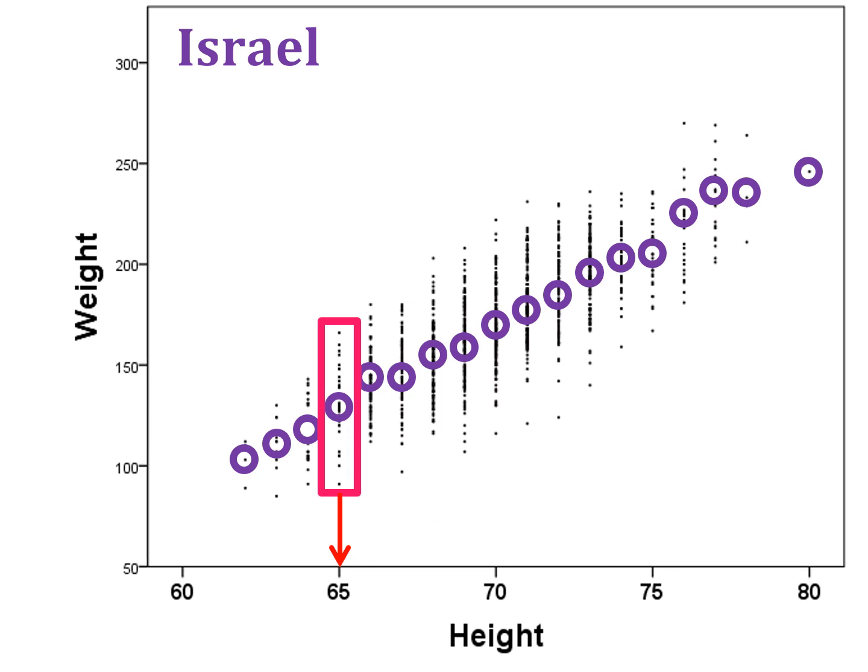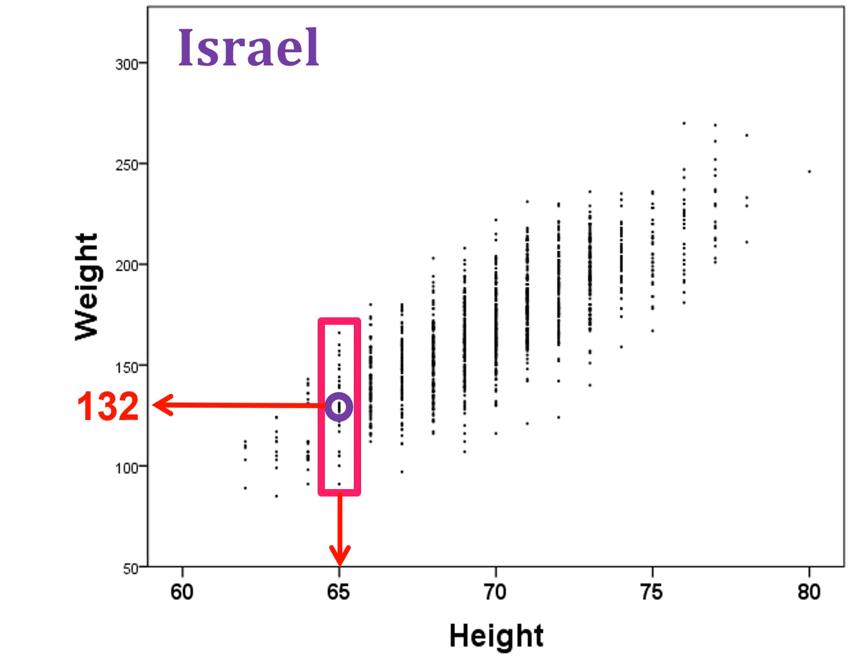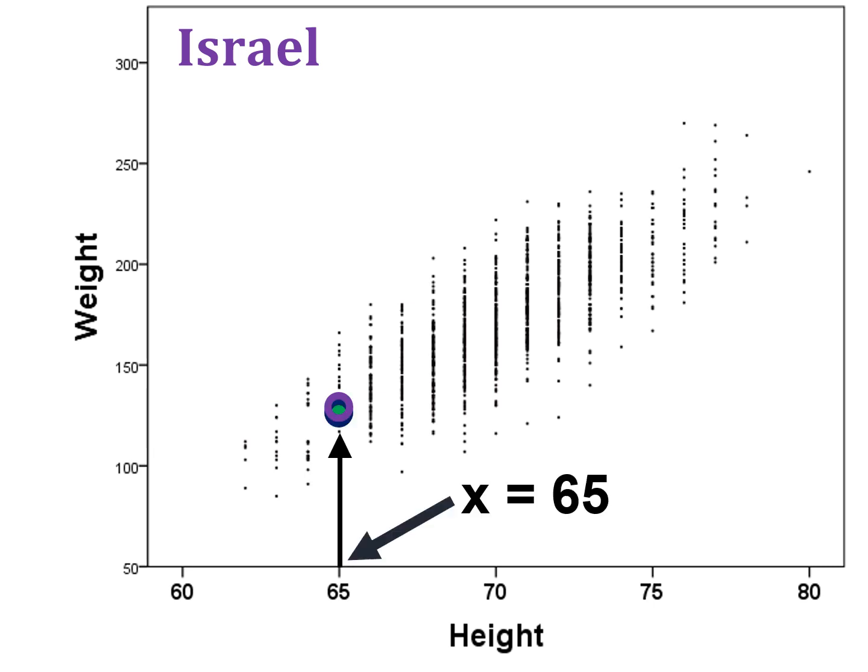Next, let's take a look at the conditional means. The conditional mean for men 65 inches tall is 132. With the regression line, we got 130. With the conditional mean, we get 132. 130 and 132 are pretty close to each other. Here, we're showing 130 and 132 on the same slide. As you can see, the prediction point and conditional mean are so close they're practically the same. And this isn't a coincidence.